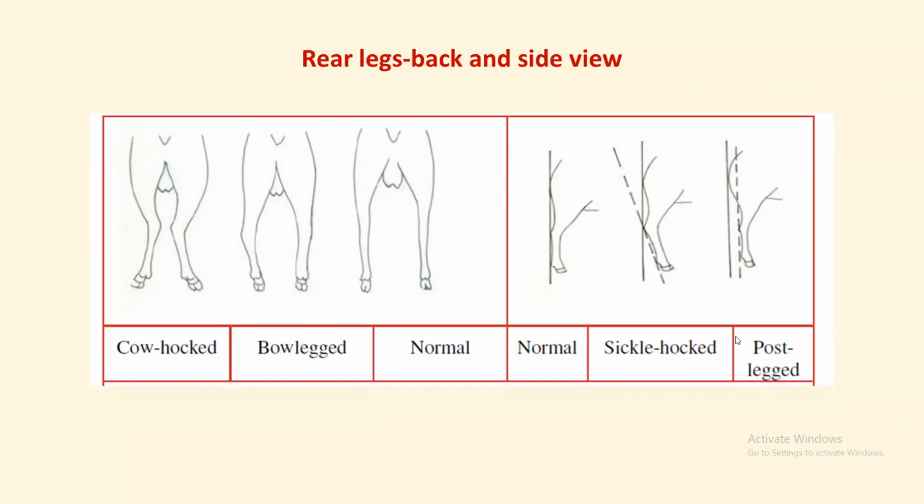These are a little bit abnormal conditions. You can compare them with the normal one, and definitely you have to select the normal. You have to select the animal with normal rear legs. And why we are focusing so much on the rear leg and front leg is, I told you, it is important for the libido and the mounting.